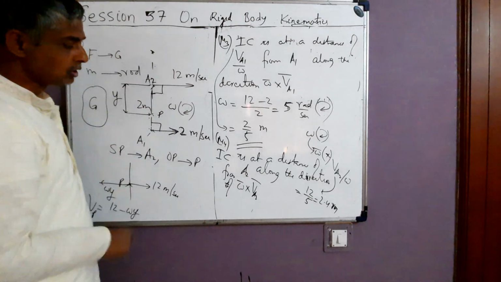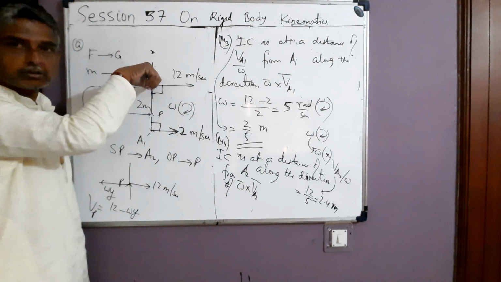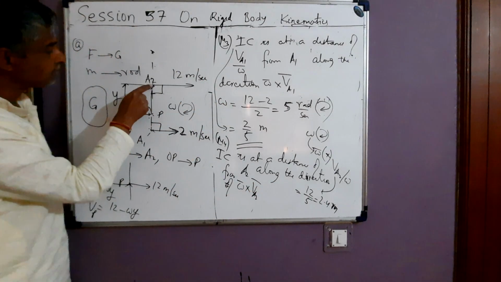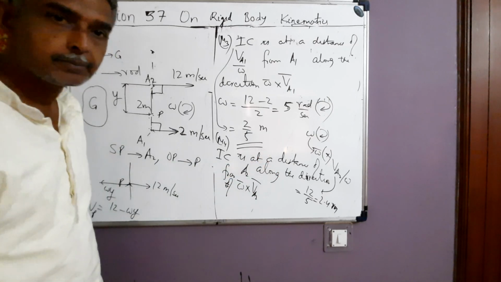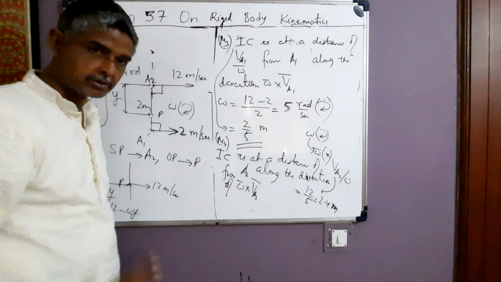2.4 meter from A2. Along which direction? Omega cross VA2. Now omega is clockwise, so omega direction is inward. VA2 is rightward. Omega cross VA2 is downward. So 2.4 meter below A2, that is 0.4 meter below A1. So same answer again we have obtained. Okay. So this problem was solved by 4 different methods, which I fully explained.